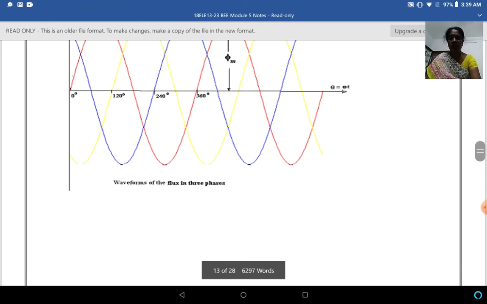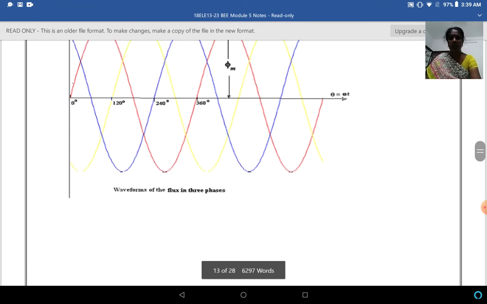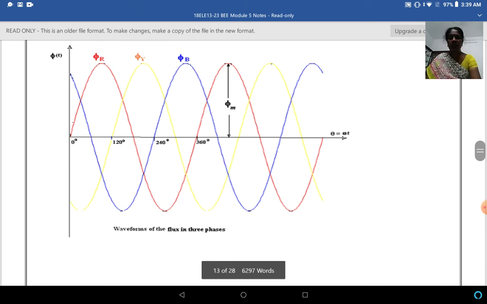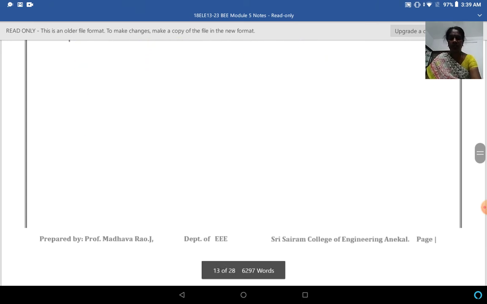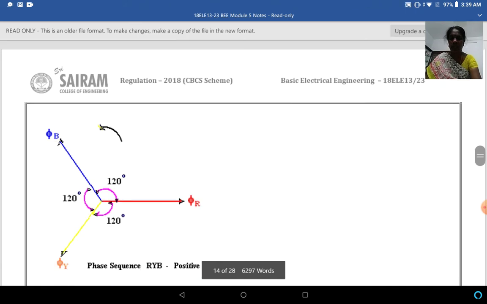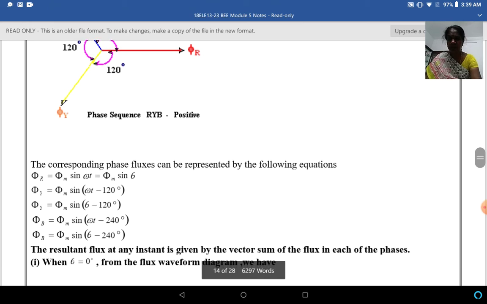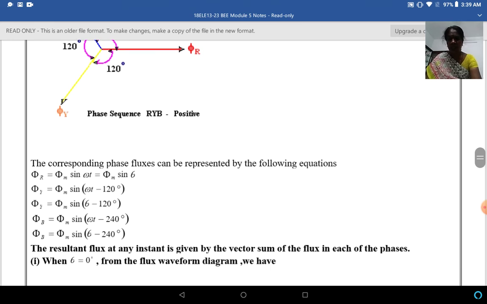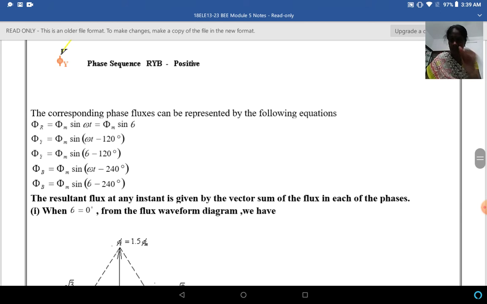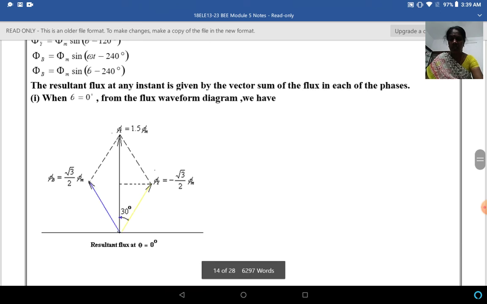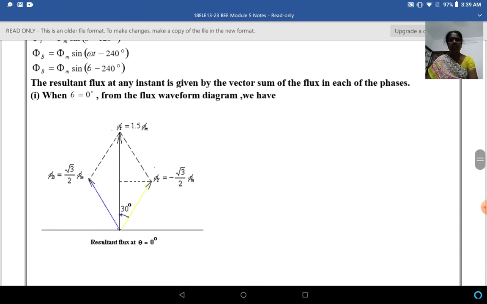As the windings are placed 120 degrees apart, you can see that in 360 degrees there will be three waveforms with 120 degree displacement for each one, as shown in the phase sequence. So the corresponding phase fluxes can be represented by the following equations: phi R is equal to phi m sin omega t, phi Y is equal to phi m sin (omega t minus 120), and phi B is equal to phi m sin (omega t minus 240). The resultant flux at any instant is given by the vector sum of the flux in each of the phases.